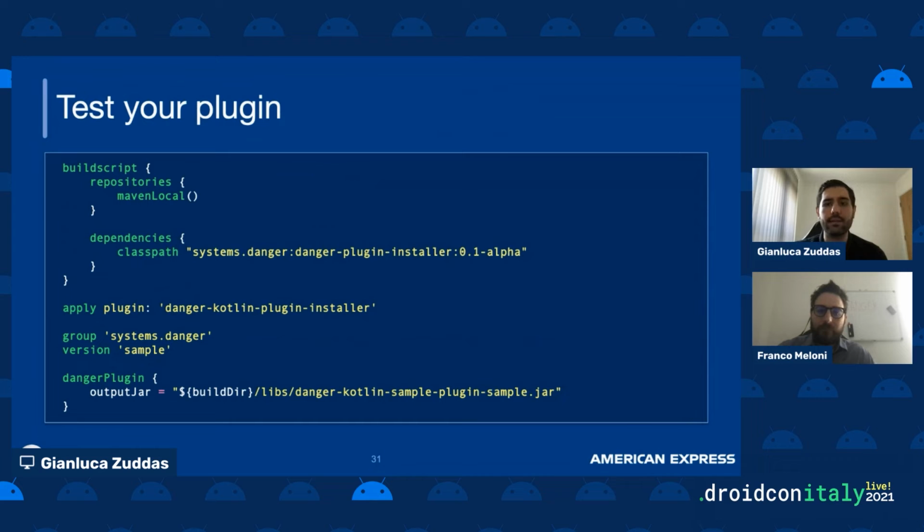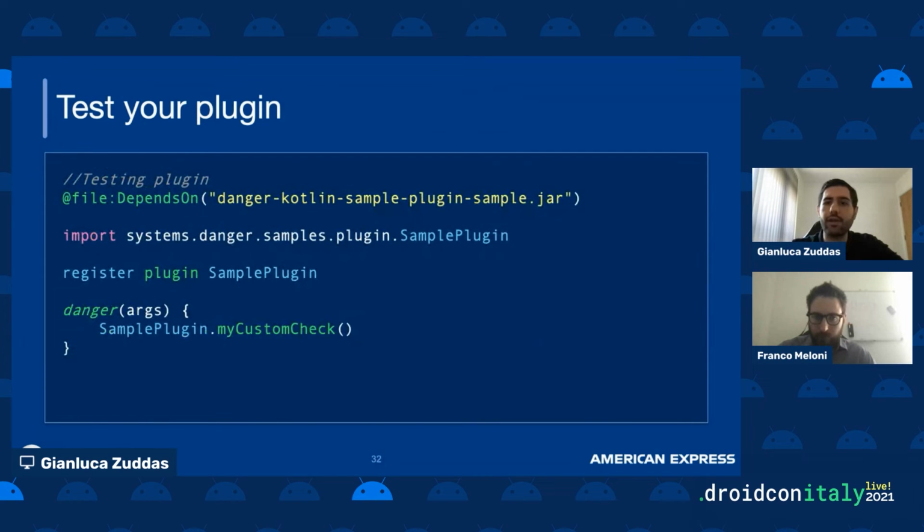And after that, you can basically upload the jar of your plugin directly inside your local copy of Danger or your CI copy of Danger. Then, when you tell Danger where the output jar is, you can just import that in your Danger file on your CI. By importing the plugin, you can register it and then use it. So you can test on your own CI if your plugin is working properly.